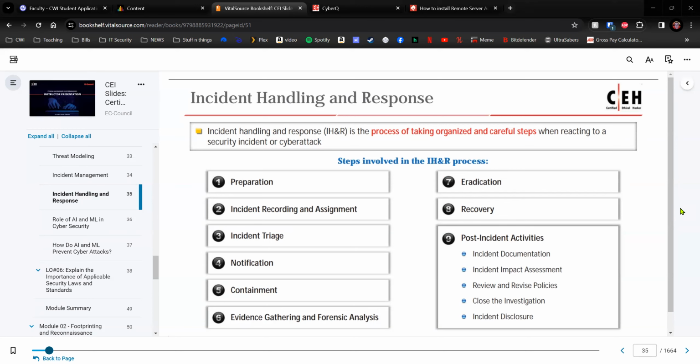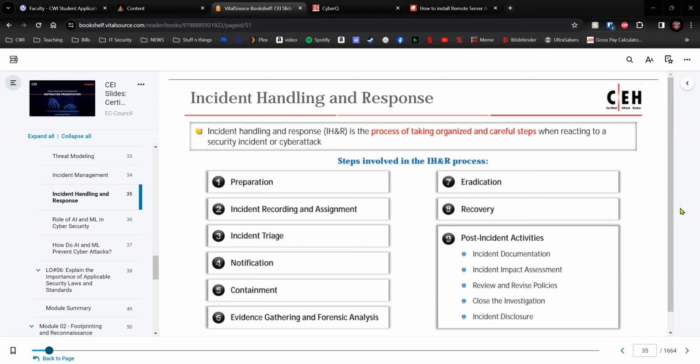Incident handling and response. It's actually a really fun thing to do if you get a good incident handling and response team. IH&R is the process of taking organized and careful steps when reacting to security incidents or a cyber attack. So prep, incident recording and assignment, incident triage, notification, containment.